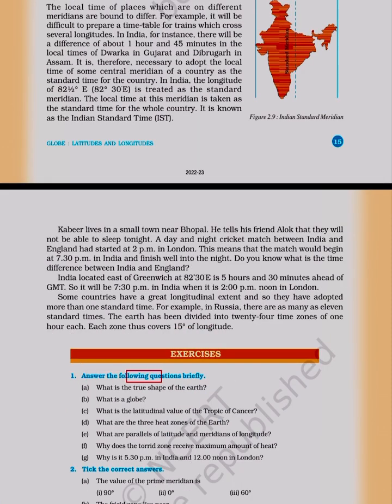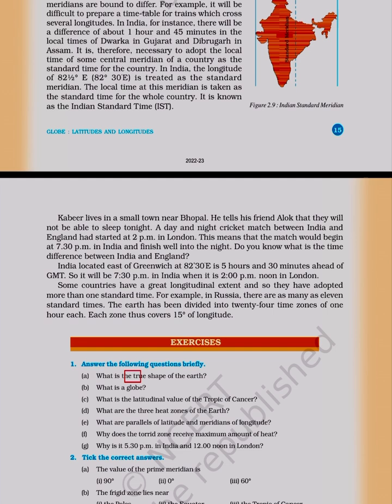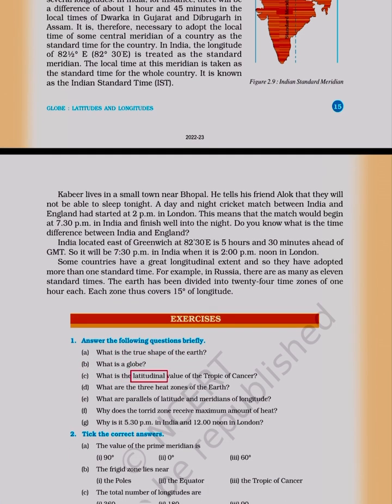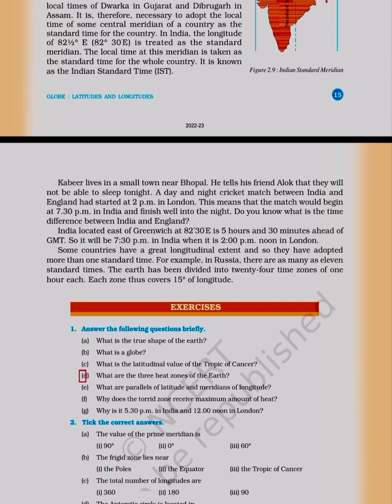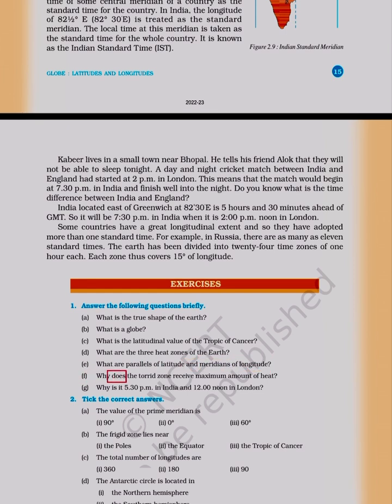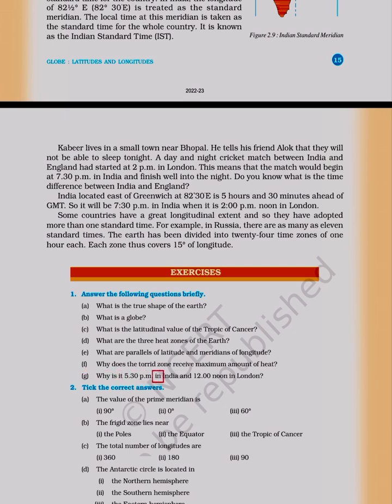1. Answer the following questions briefly. A. What is the true shape of the Earth? B. What is a globe? C. What is the latitudinal value of the Tropic of Cancer? D. What are the 3 heat zones of the Earth? E. What are parallels of latitude and meridians of longitude? F. Why does the torrid zone receive maximum amount of heat? G. Why is it 5:30 p.m. in India and 12:00 noon in London?